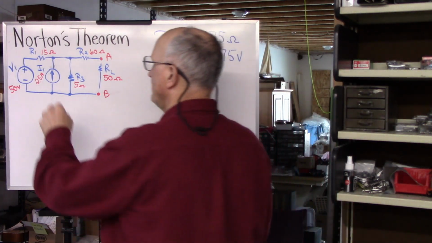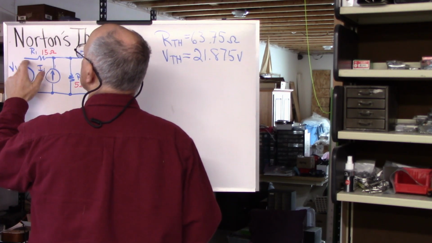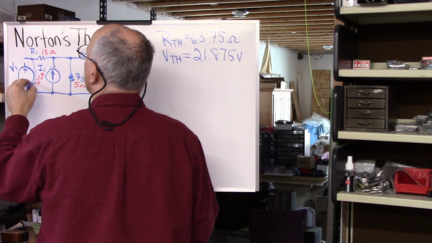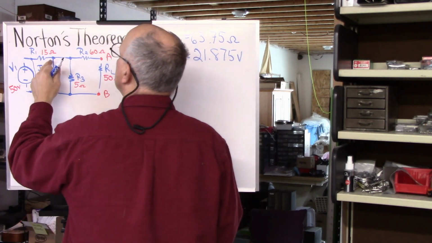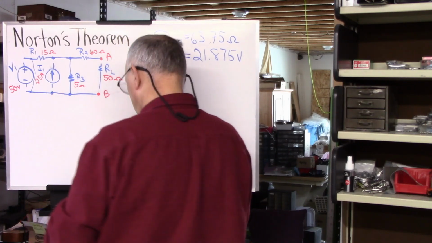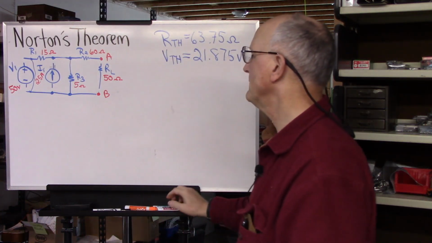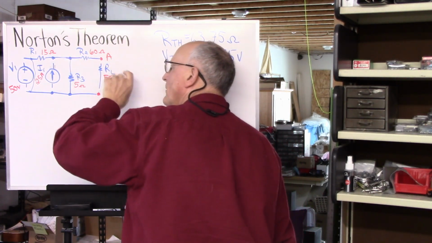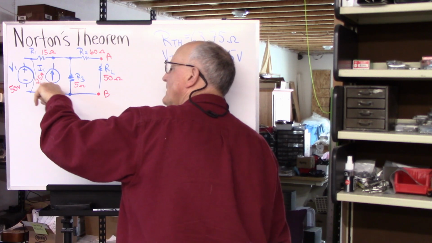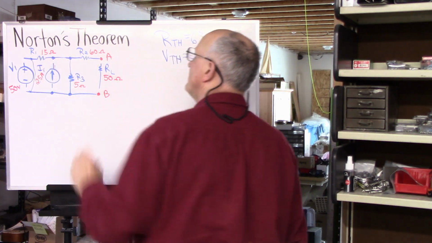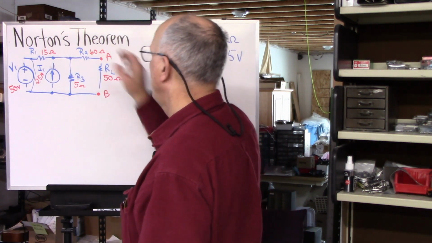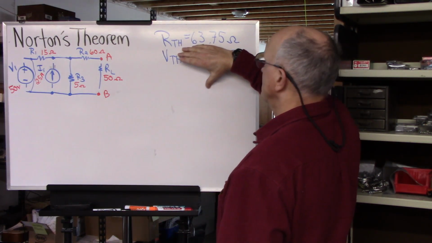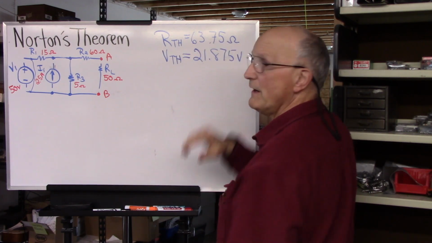The second step is that we turn all of our voltage sources into a short, and we turn all of our current sources into an open. And then as we're looking in through A and B, we calculate the equivalent resistance of this circuit. And when we do that with this particular circuit, we find the Thevenin resistance is 63.75 ohms.